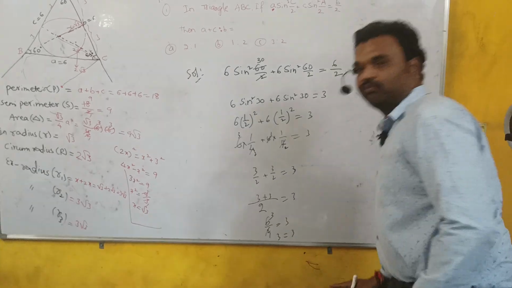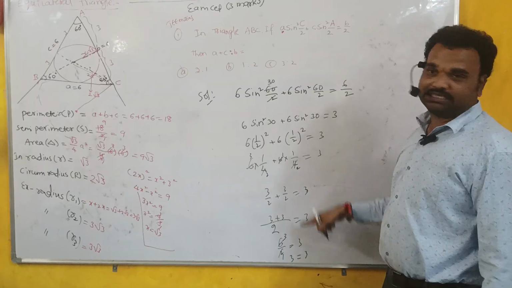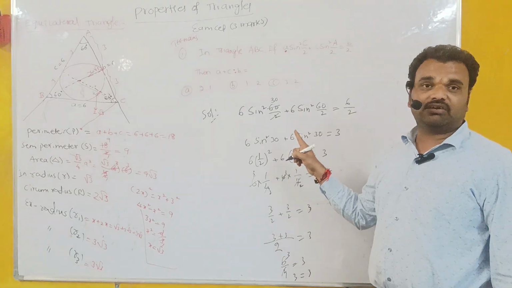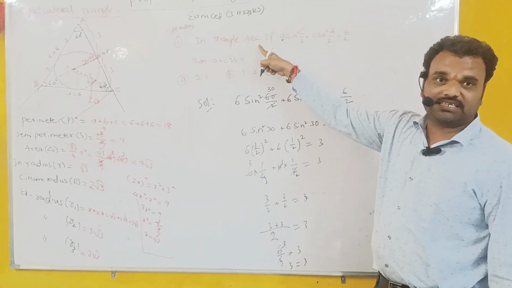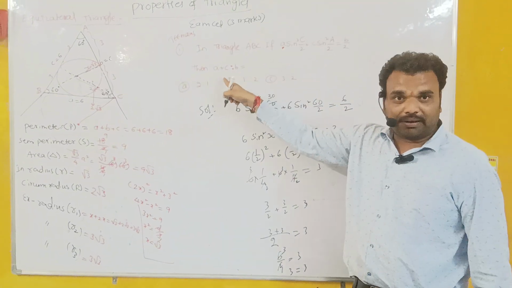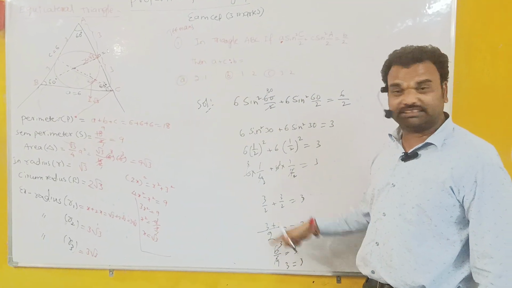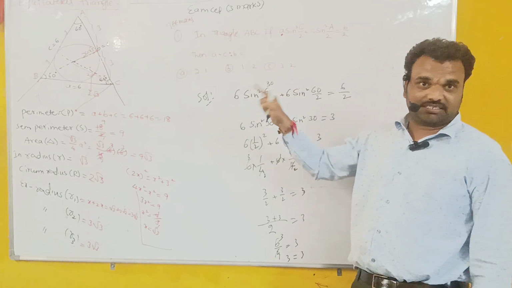LHS equals RHS now. See this one, LHS equals RHS. I am applying angle equal to 60 and side equal to 6 because triangle ABC is given as an equilateral triangle. I need to apply it here. If we get LHS equal to RHS, then the trick is applicable. Otherwise, it is not applicable.